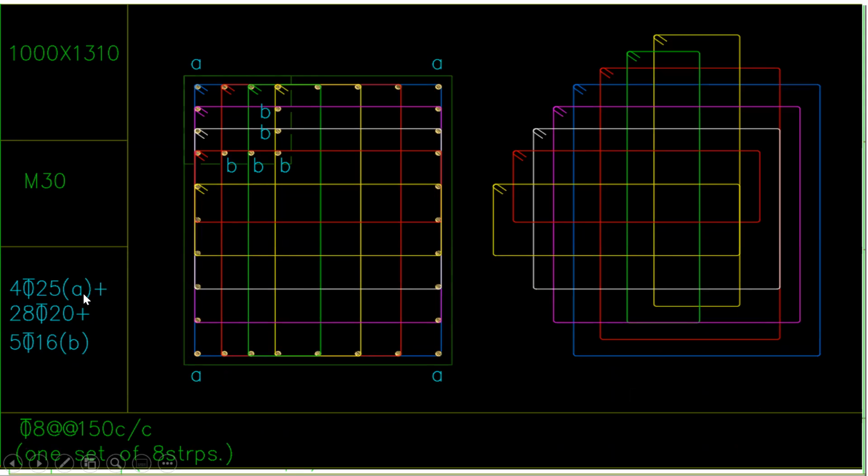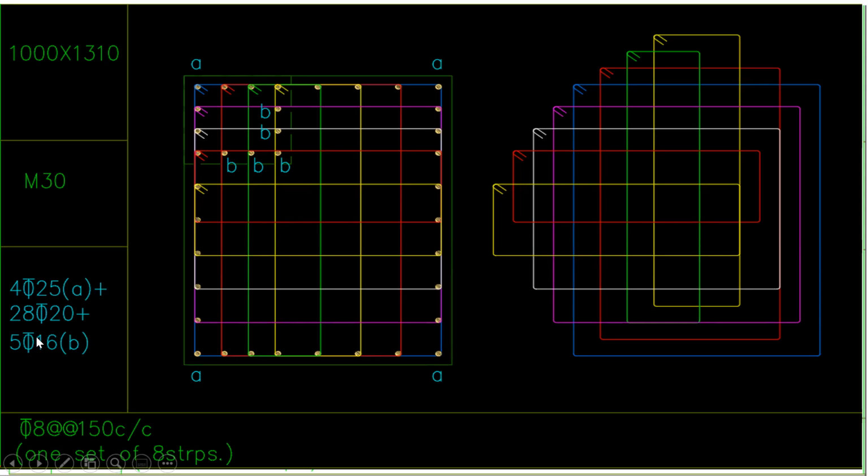So the letters A and B represent where exactly this 25 diameter bar and this 16 diameter bar have to be provided. Now with this understanding, I know that 4 numbers of 25 diameter bar have to be provided. One here, second one is here, third one is here, and the fourth one is here. That is why A signifies that diameter of the bar, and the 16 diameter is represented by B.